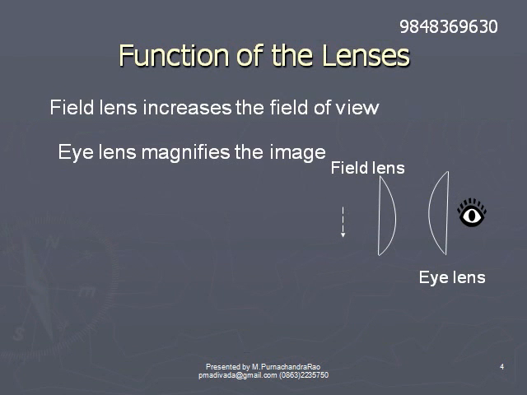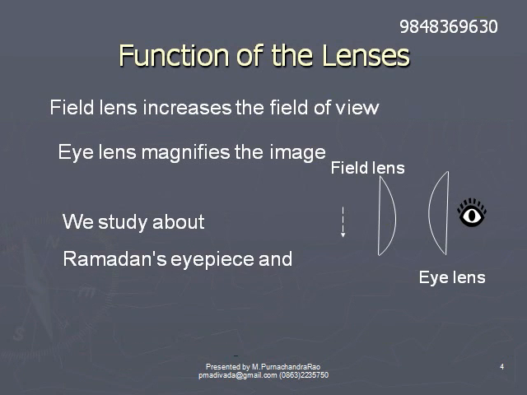Field lens increases the field of view, whereas eye lens magnifies the image. The image will be magnified by the eye lens. The field of view will be increased by the field lens. We study about two eyepieces, namely Ramsden's eyepiece and Huygens eyepiece.